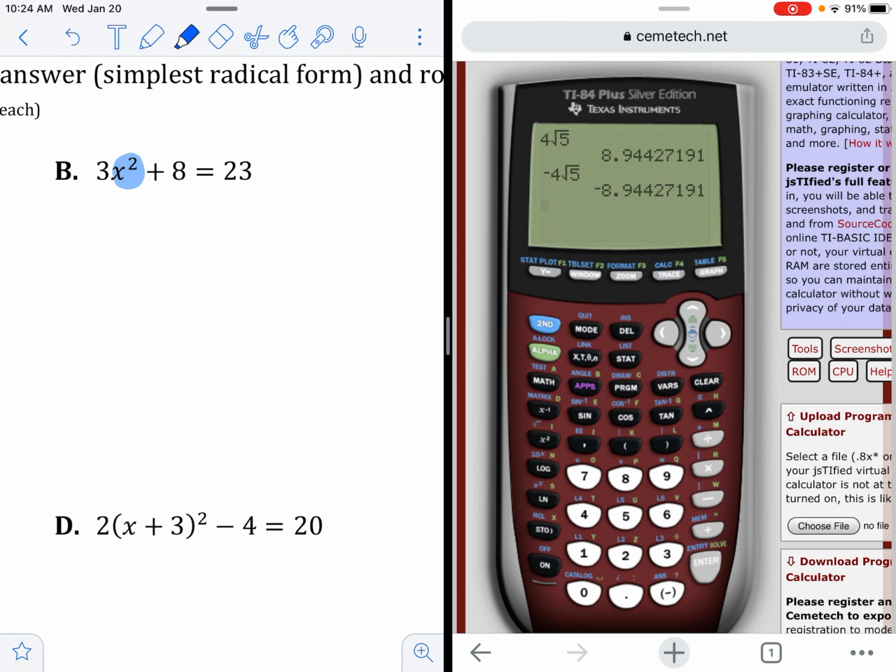I need to get x squared by itself so I can square root. Right now it's not by itself, so I need to take 2 steps to get it by itself. I need to subtract 8, then divide by 3.